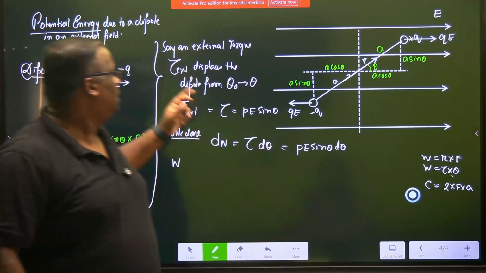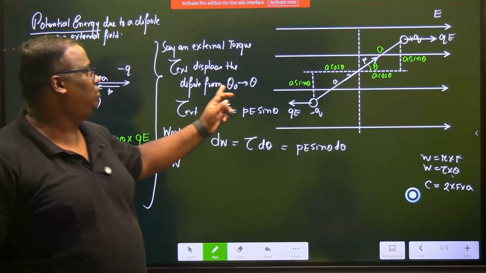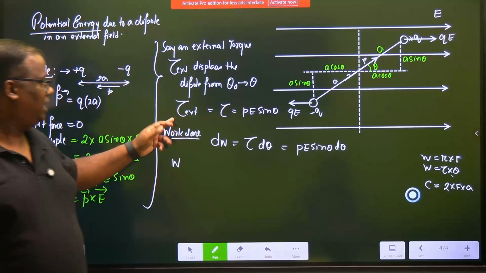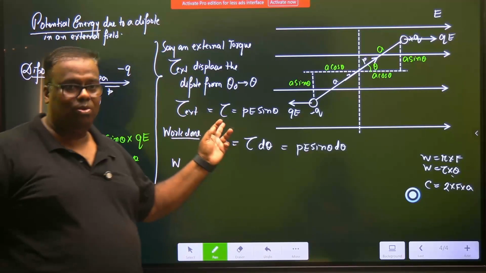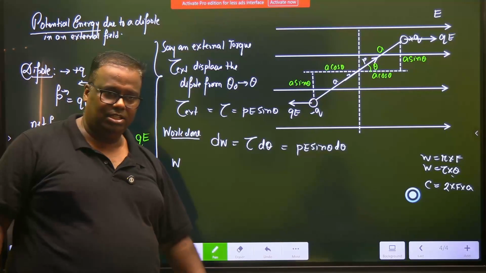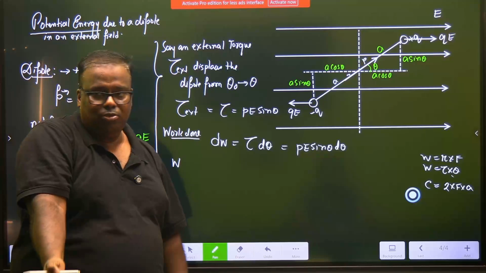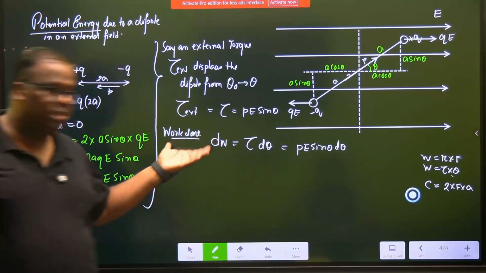So I say that an external torque tau ext displaces the dipole from theta naught to theta. In that case, the external torque has to be equal to that torque which is already inbuilt in that system, which is p E sine theta. Now I want to measure potential energy, so I have to measure how much sweat I am going to put on it. That sweat is nothing but the work done.